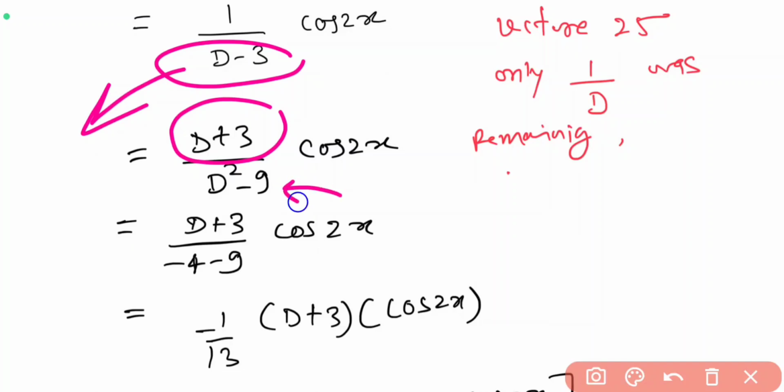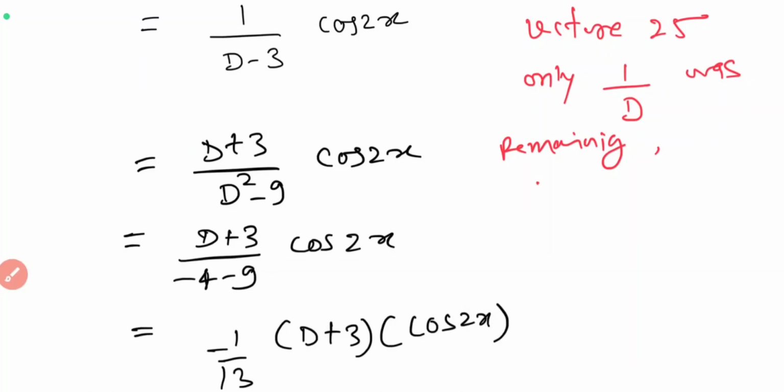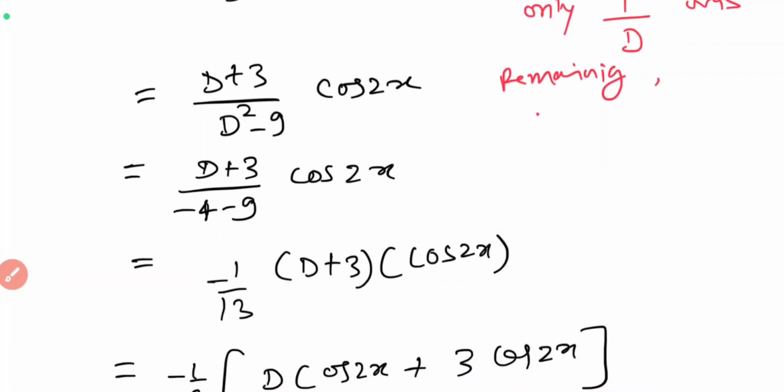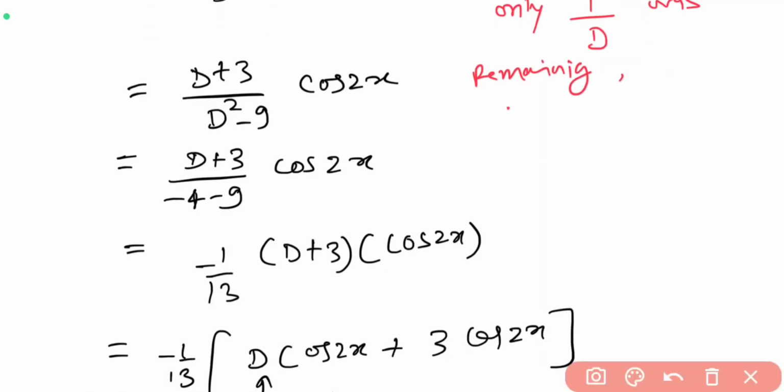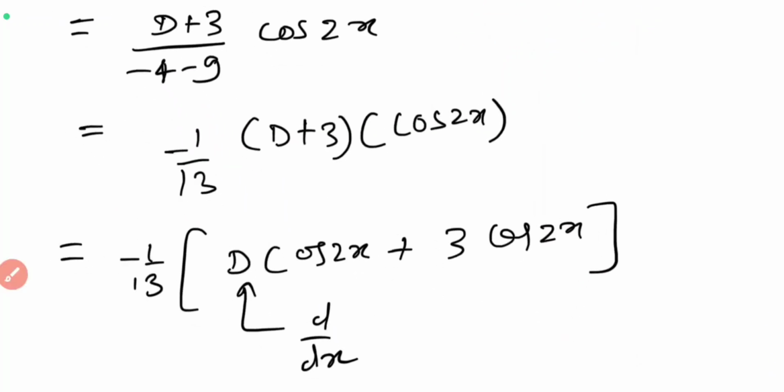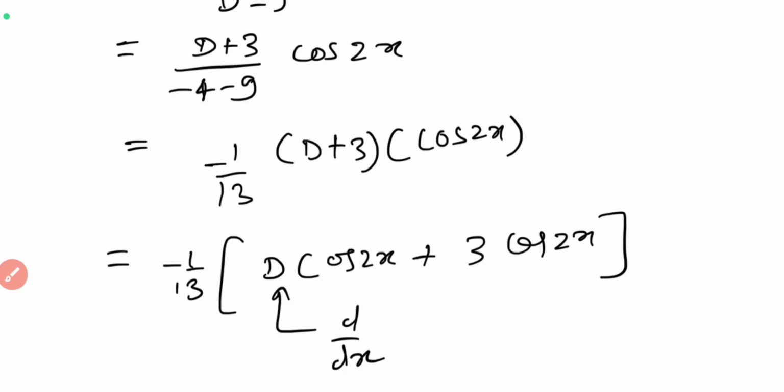Now further you replace this D square with minus 4, because that is minus a square. So now you can see minus 4 and 9 became minus 13, so we got minus 13 there. So this total became minus 1 by 13.